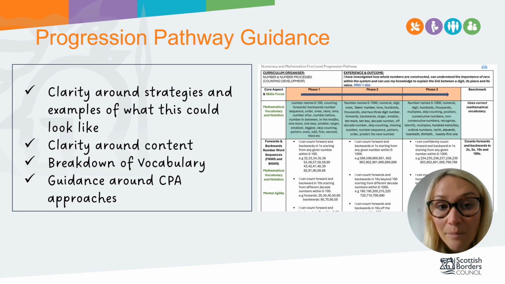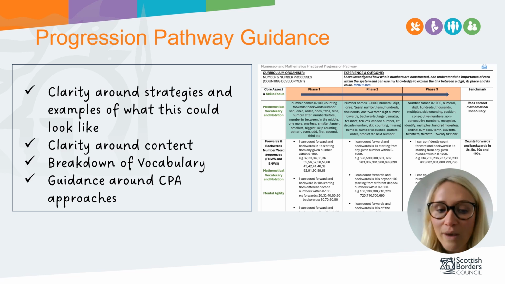Our progression pathways at early, first and second level are going to provide you with guidance and clarity around what key strategies are most effective or most suitable for that particular stage. And within that, there are lots of examples peppered throughout the pathway of what that might look like. And this is just to provide support, it's just to provide extra information. And it's not to say that these are the exact examples that you have to use, it's just to hopefully provide that extra guidance and support around the different strategies.